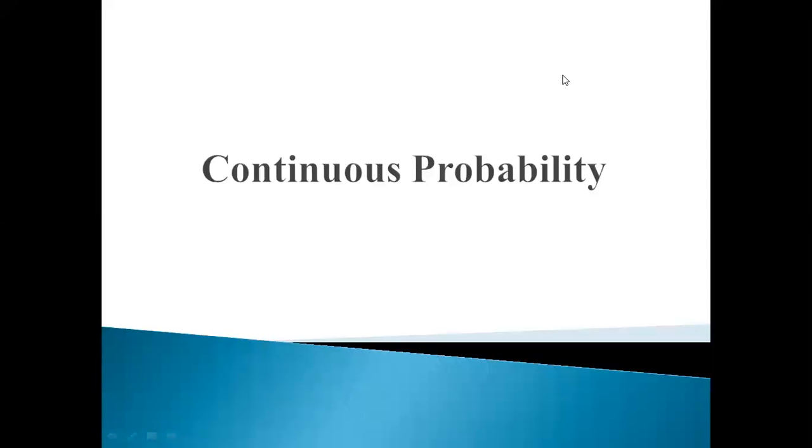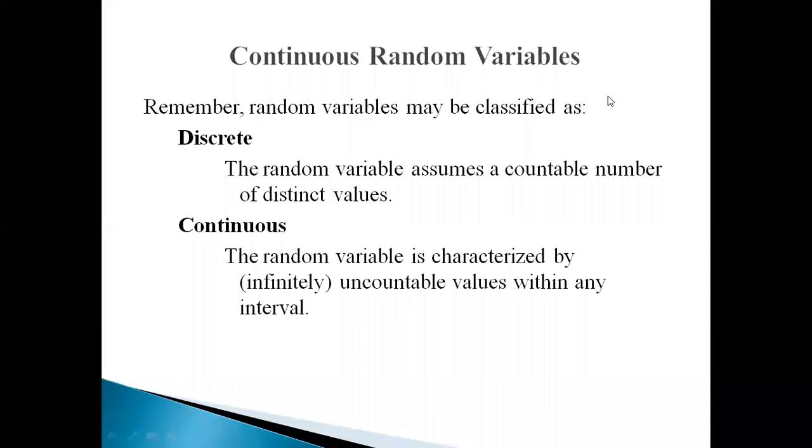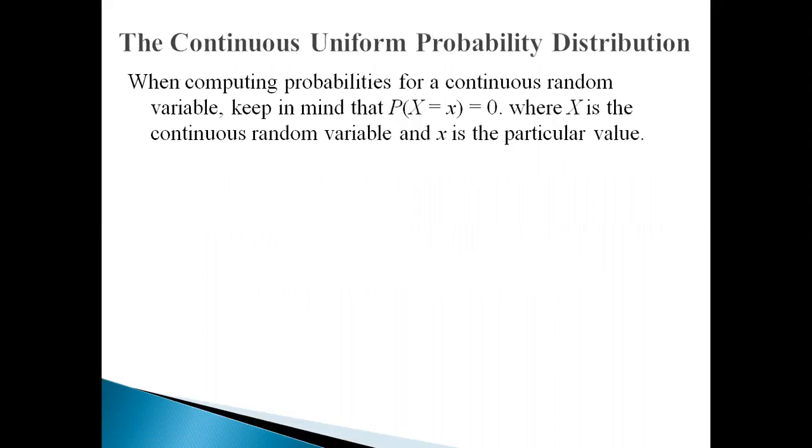Okay, so this week we deal with continuous probability. Continuous random variables. Remember, random variables may be classified as discrete or continuous. Discrete random variables are random variables that assume a countable number of distinct values. The continuous random variable, which we discuss this week, is characterized by infinitely uncountable values within any interval. Okay, so first we're going to look at the continuous uniform probability distribution.